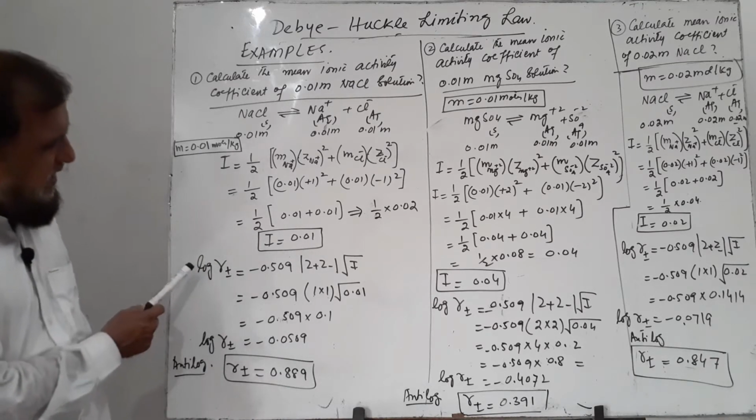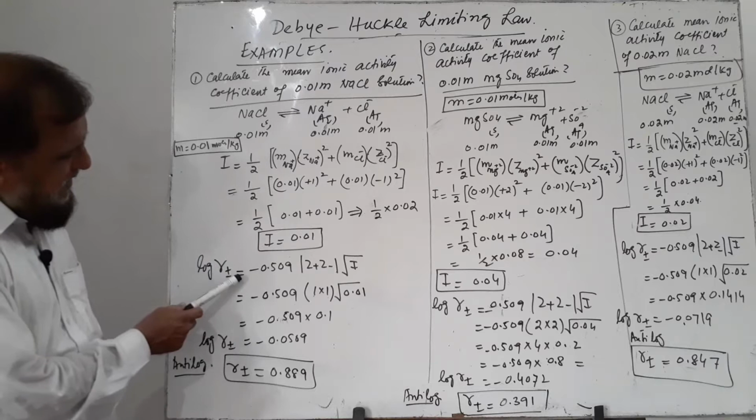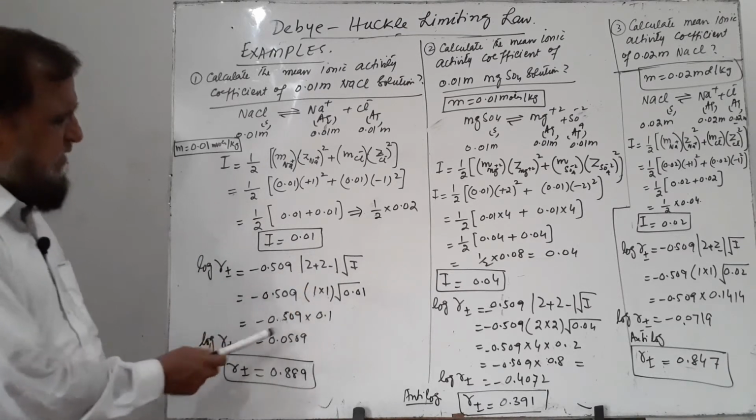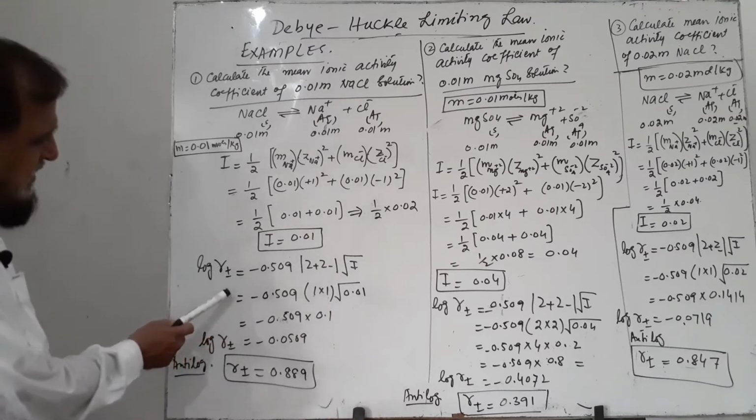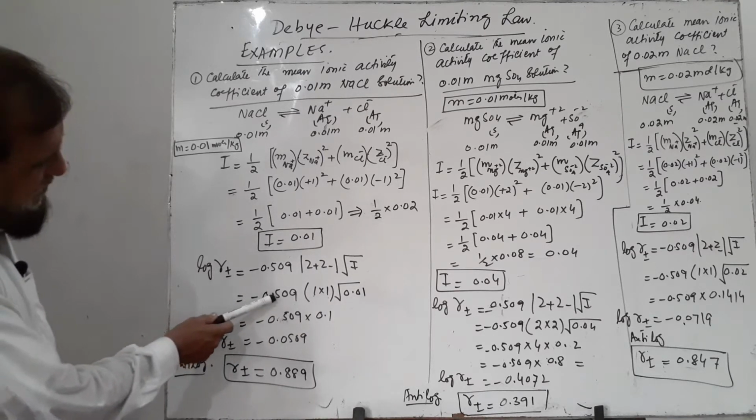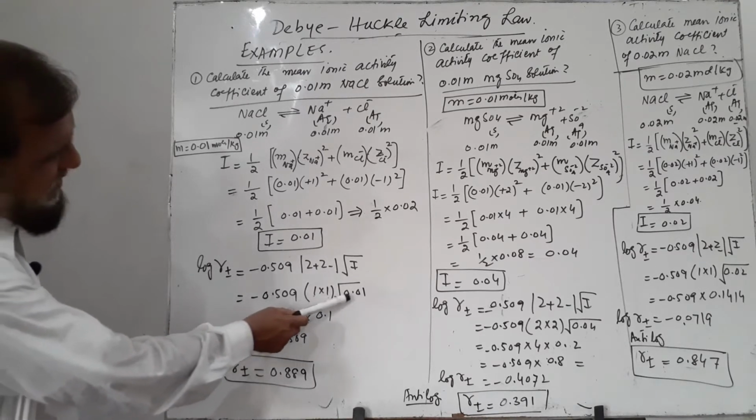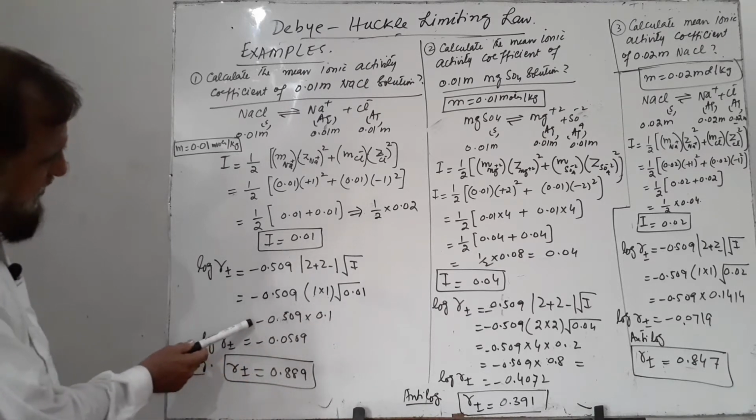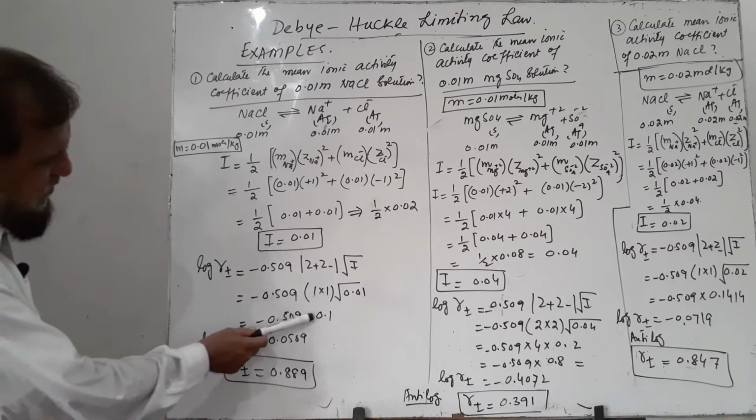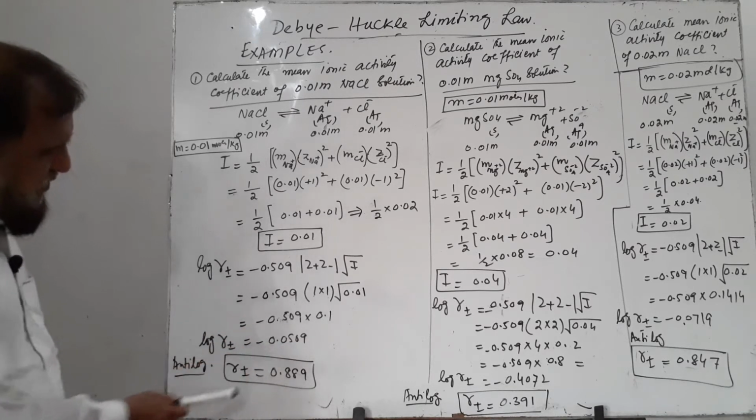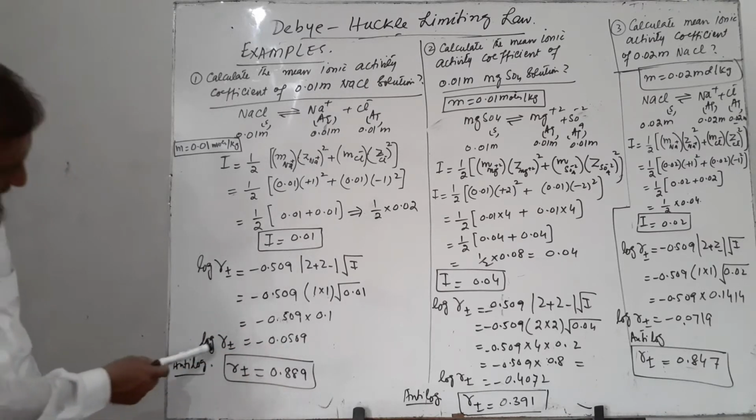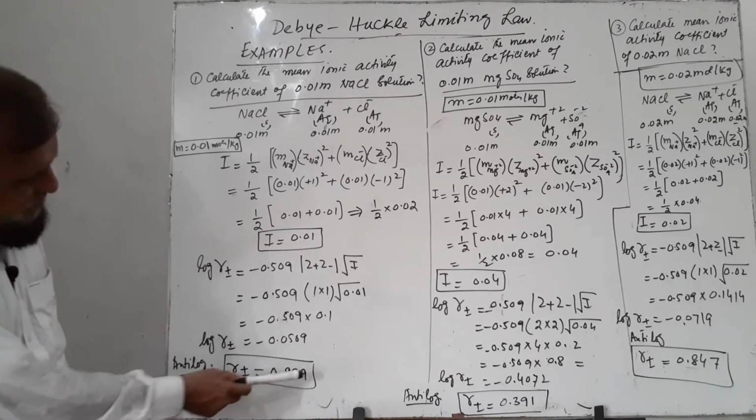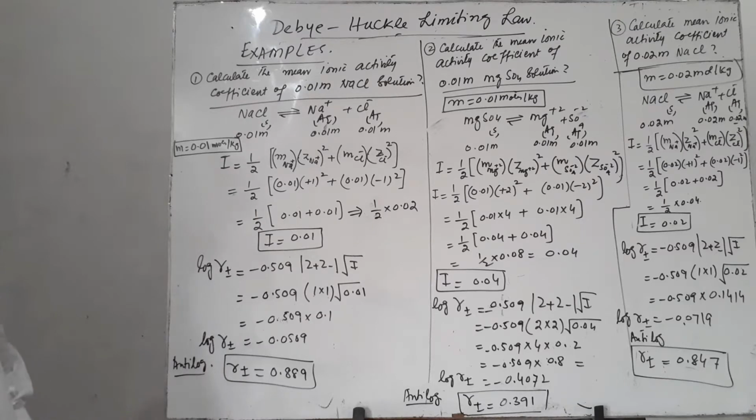Now according to Debye Huckel limiting law, log gamma plus minus is equal to minus 0.509 z plus z minus into square root of I. Putting the values, we get minus 0.509 into 1 into the square root of 0.01, which is 0.1, therefore we get 0.509 into 0.1 is equal to 0.0509. Taking anti-log, we get gamma plus minus, the mean ionic activity coefficient, is 0.889.